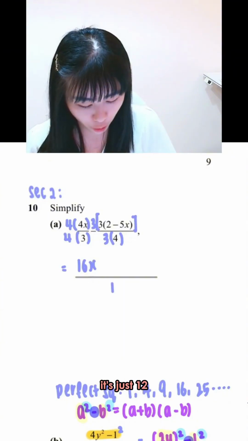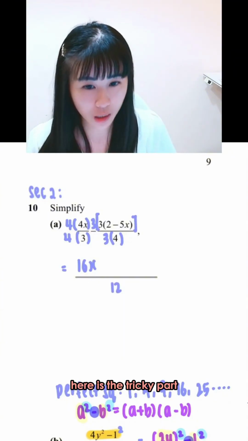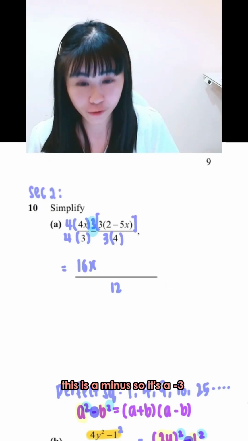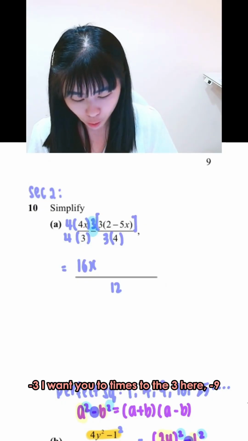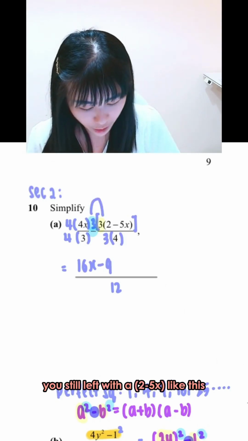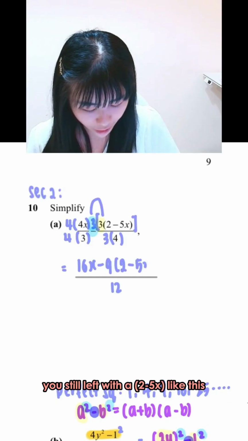It's just 12. The next part here is the tricky part. You all need to be careful here. This is a minus, so it's a negative 3, okay? Negative 3, I want you to times to the 3 here. Negative 9. Then at the back, you are still left with a bracket 2 minus 5x, like this.